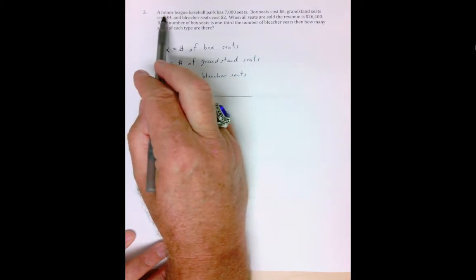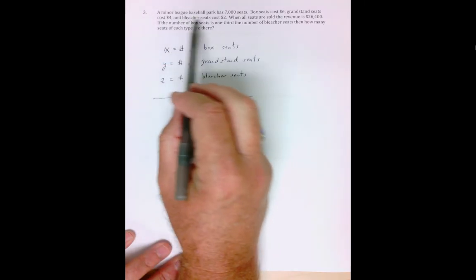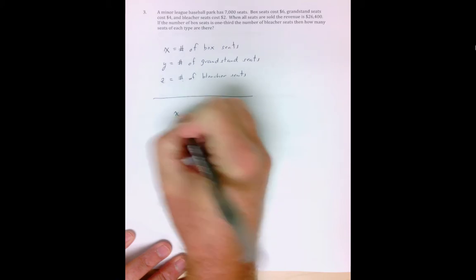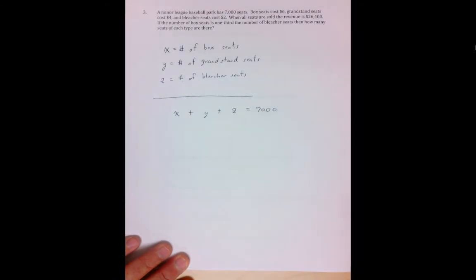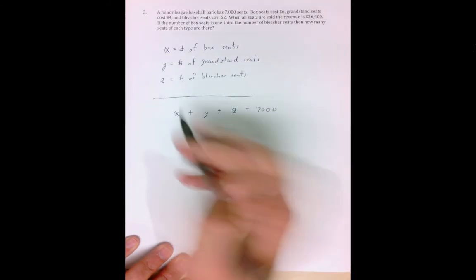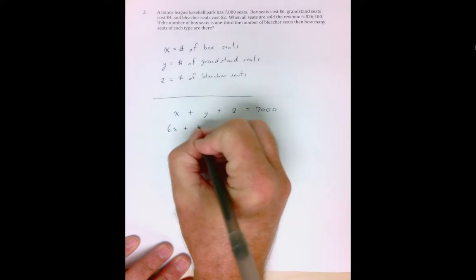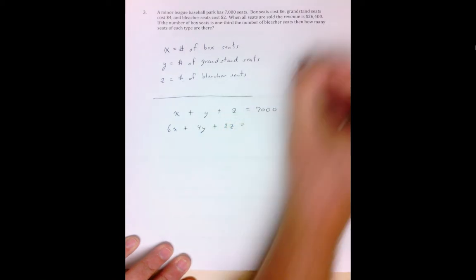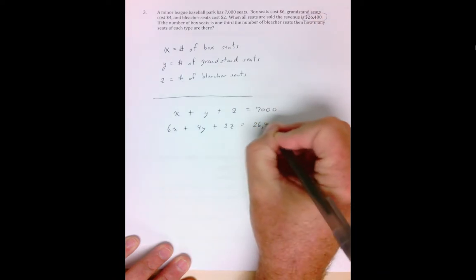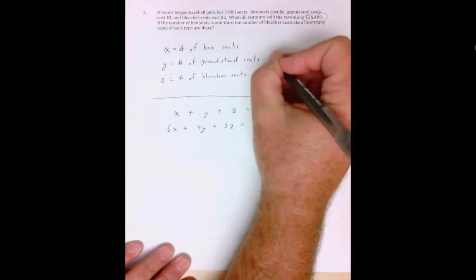Now, next thing I do is I go back in and start reading very carefully the information that I'm given. Well, I see right here, minor league baseball park has 7,000 seats, so I know that the sum of all the seats sold has to be 7,000. All right, next thing I do is I get into my revenue. Well, box seats are $6. That's awful cheap, even for a minor league baseball park. 4Y and 2Z, and my total revenue is 26,400. Now, keep in mind, guys, I have 3 variables.